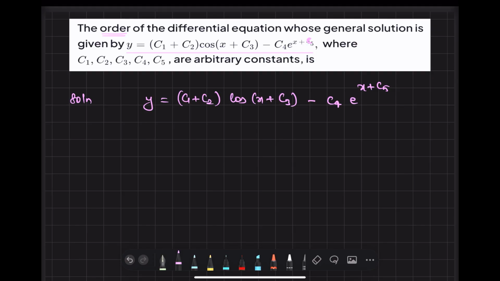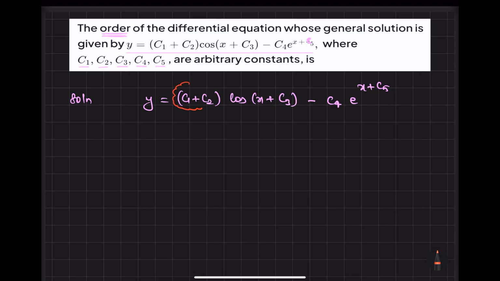Now according to this, c1, c2, c3, c4, c5 are arbitrary constants. You know that you have to find out the order. So the number of times you have to differentiate will decide the order of the function.